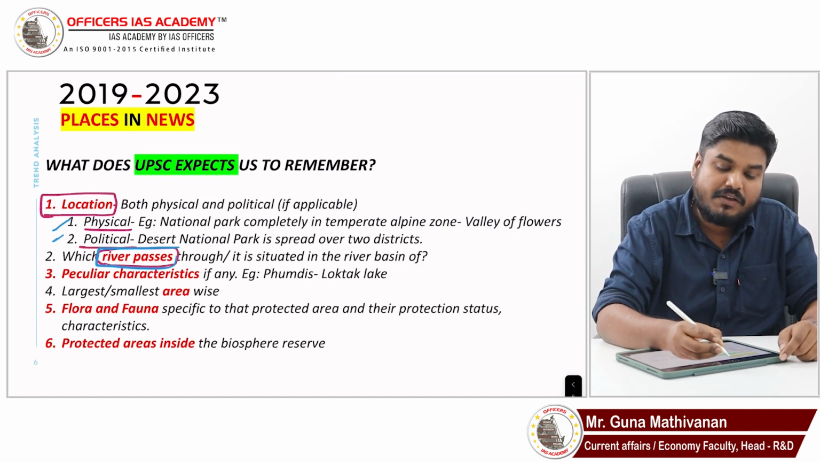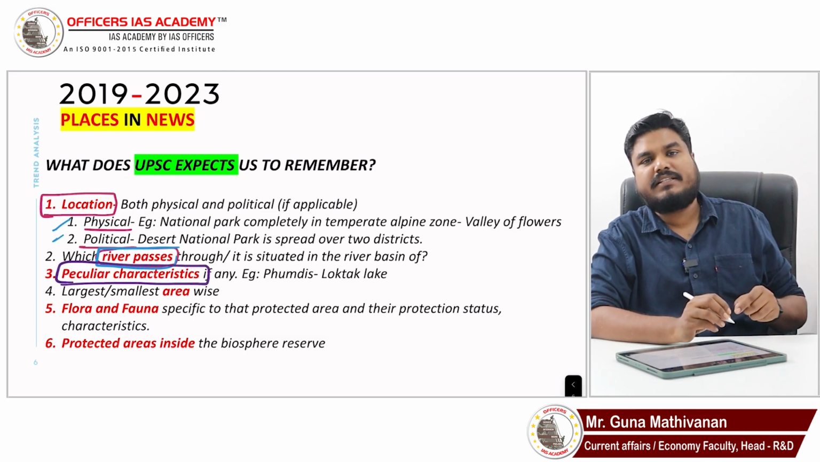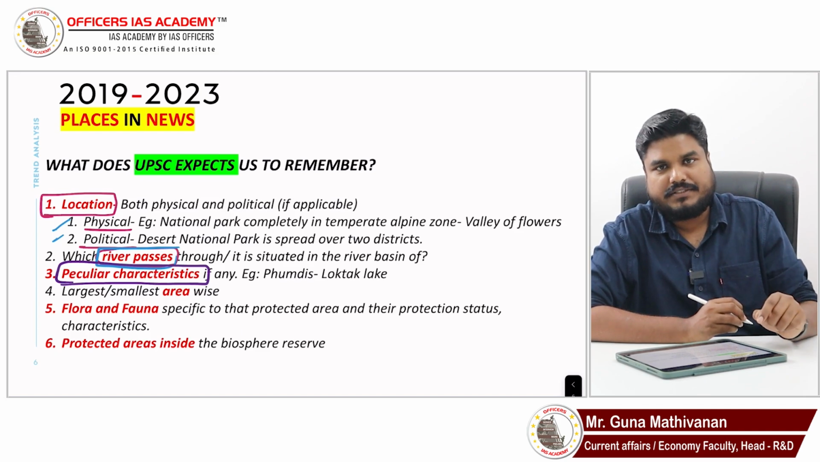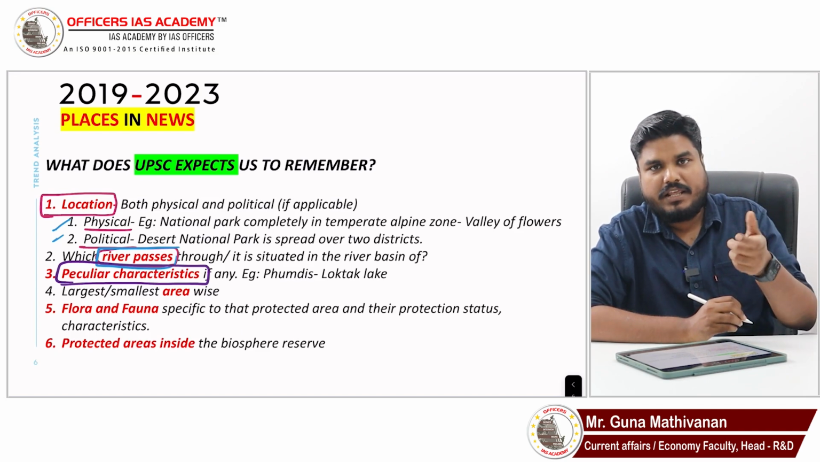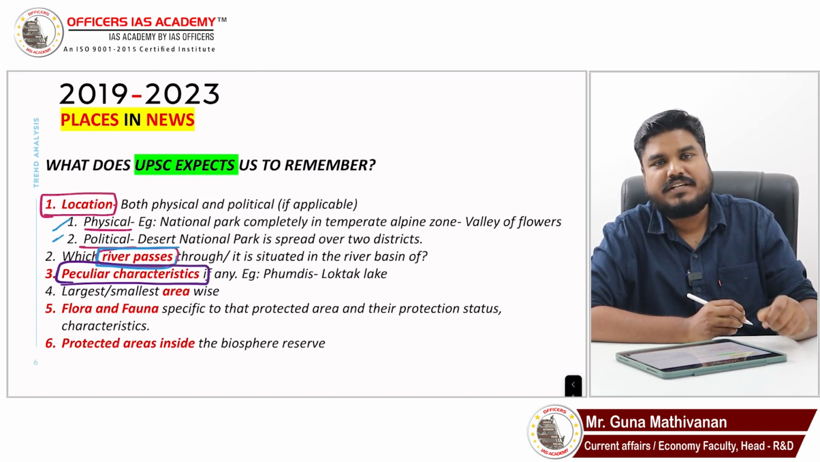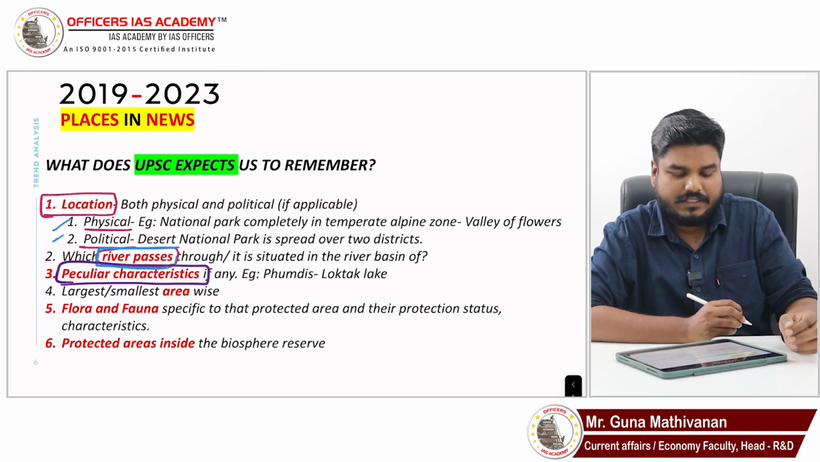Then note down the river which is passing through. Then if there is any peculiar characteristics, anything very peculiar. For example, in Manipur, we have this Keibul Lamjau National Park, which is the only floating national park in the world. It has floating vegetation. So, something peculiar, you make a note, right?